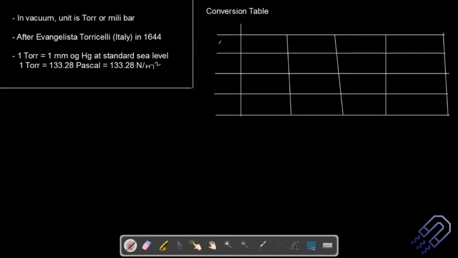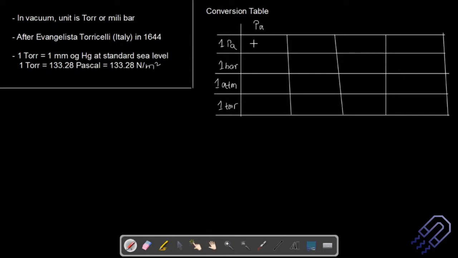So the first might be 1 Pascal. This is a good way to represent it. I got it somewhere, so I thought I'll just share this with you. It looks okay to me. Good way to remember. 1 atmosphere and then 1 torr. And this side also we can convert it into Pascal.